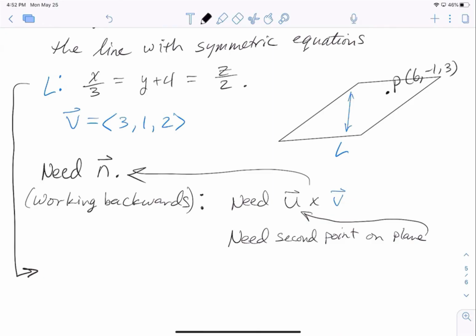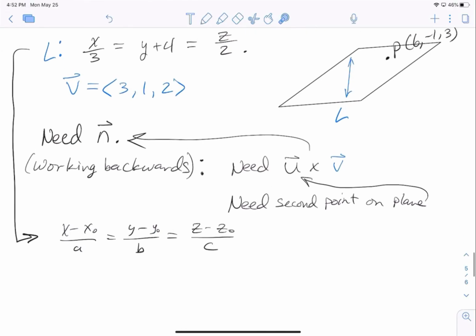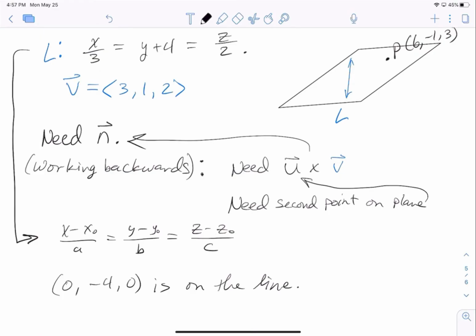And remember that the symmetric equations of a line are x minus x naught over a equals y minus y naught over b equals z minus z naught over c. And so we know by looking at the symmetric equations of the line that we were given, that the point 0, negative 4, 0 is on the line, which means it's also on the plane.